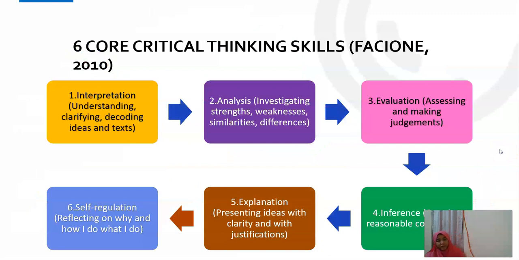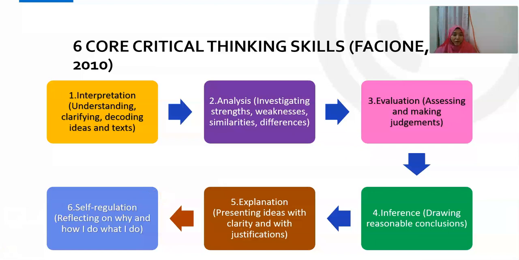So we move to the next part, which is the six core critical thinking skills. This one is proposed by Facione, 2010. This is a very good set of critical thinking skills. So we have six core skills. The first one is interpretation: understanding, clarifying, decoding ideas. So you interpret things.